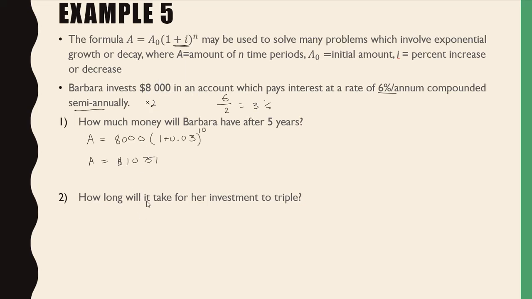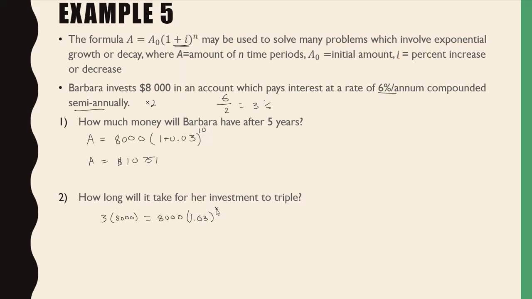But then the question is, well, how long would it take for the investment to triple? So we're going to use the same formula. So we'll say that we want to triple her original amount. Now her original amount was $8,000, so I'm going to go 3 times 8,000, and her original amount was 8,000. Everything else stays the same. I'll write this as 1.03, and we're looking now for x.